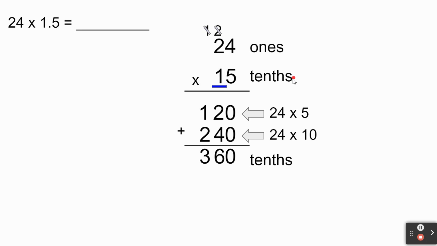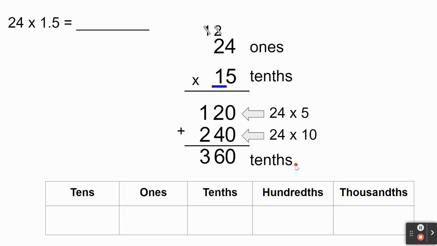We can rewrite 360 tenths, our final product, in standard form by placing it into a place value chart. So we're going to place the 0 in the tenths place, a 6 in the ones, and a 3 in the tens. Remember, the decimal point always goes between the ones and the tenths place. So our answer is 36.